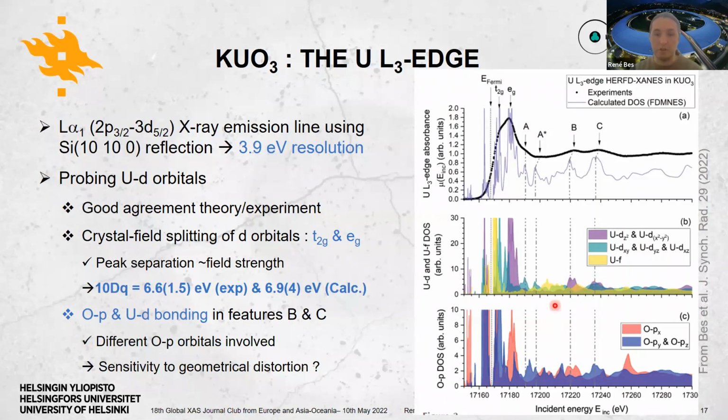In addition, if you compare to the oxygen density of states, you can see that A and A star are linked essentially to oxygen PY and PZ orbitals. So there is a link between uranium and oxygen in those orbitals. For B, it is essentially oxygen PX, and essentially oxygen PY, PZ for the C electrons. So there should be sensitivity to geometrical distortion in these features, and it would be interesting to see how such distortion affects the positioning of B and C and A star, for example.